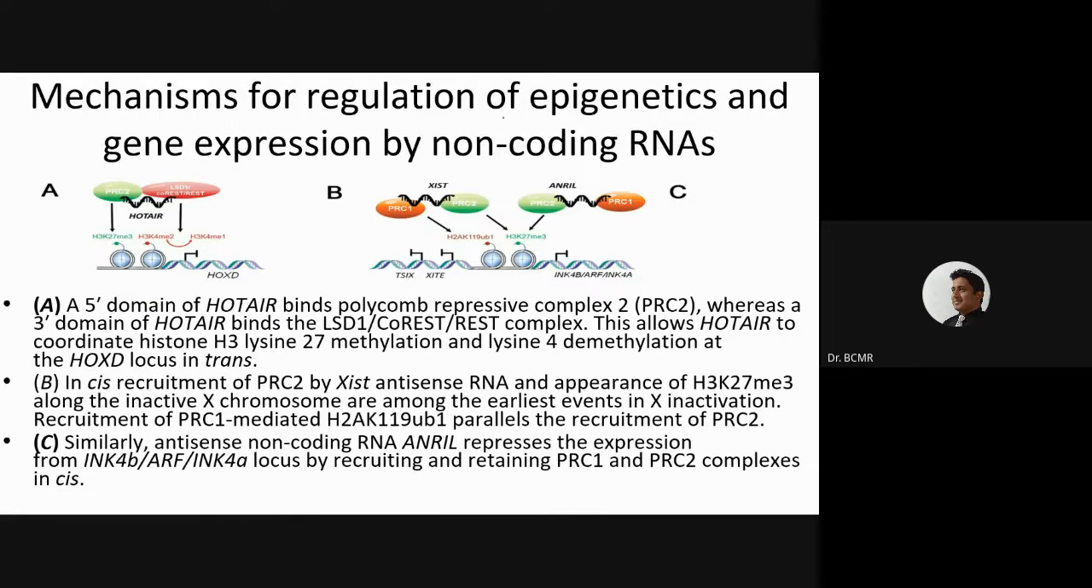So XIST is a long non-coding RNA. We have seen this figure before, it binds to a protein complex called polycomb repressive complex 1 and complex 2, and they can come here, and then the histones that are present here get modified, because of which silencing happens.